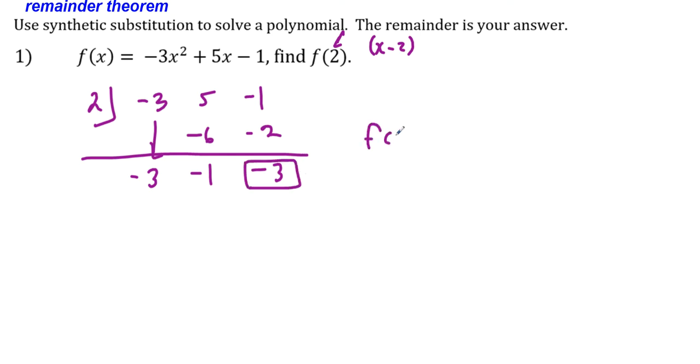So if I did f of 2, I know I'll get a negative 3. Of course, I could have done it the long way, but keep in mind that very often we're going to have some ugly polynomials, 5th, 6th power sometimes, and we may want to find what f of something is. And this is another way to check if we have a factor or not as well. So certainly I could have done this. I could have done negative 3 times 2 squared, plus 5 times 2 minus 1. And that's going to be negative 12, plus 10, minus 1. That gives me a negative 3.